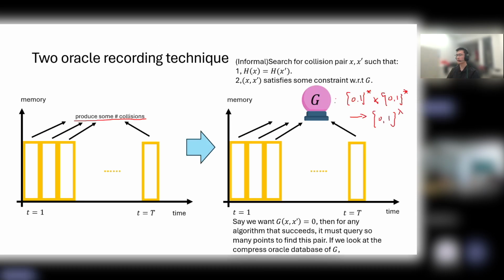So here, this G will receive multiple queries from the algorithm, because the goal of the algorithm is to find a G of x and x prime equal to 0. So it must be querying G so many times. And if you look at this query process, you'd actually record so many pairs such that they form a collision with respect to H. And this will serve as the write-only tape. It will record the output of the problem.